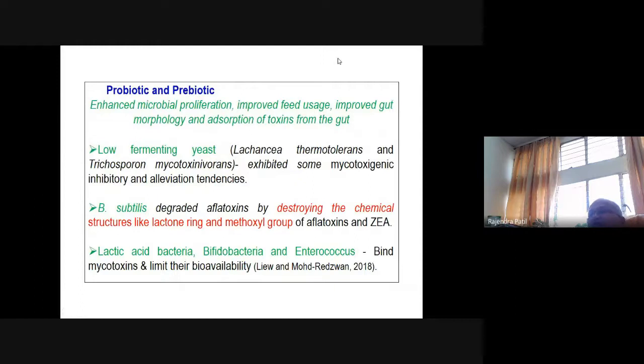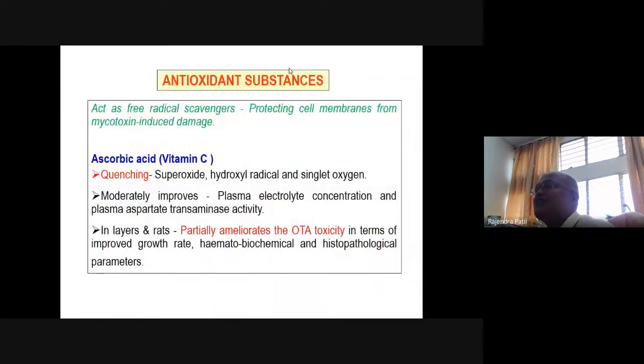Probiotics also use bacteria, like Bacillus subtilis, and even lactic acid bacteria, bifidobacteria, and Micrococcus groups. These have affinity or binding ability with mycotoxins, and they limit mycotoxin bioavailability, and that's why they reduce the toxic effects.